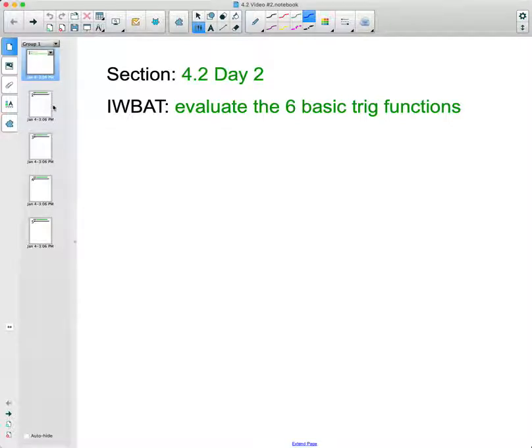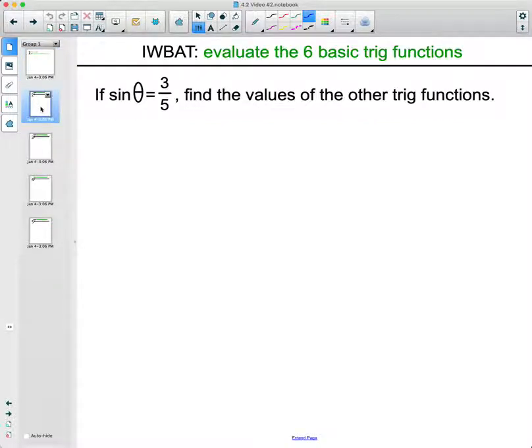For this video, we are going to continue looking at evaluating the 6 basic trig functions. But in this video, we're going to be given some information and then we need to fill in the rest. So this one is telling us that the sine of theta is 3/5, and then we want to find the rest of the trig functions.